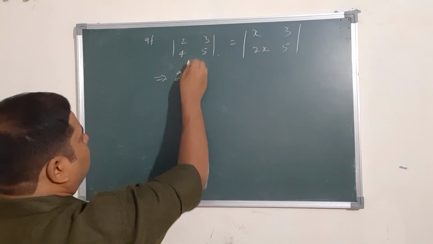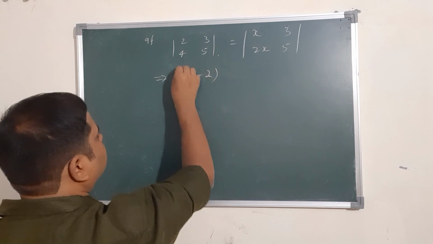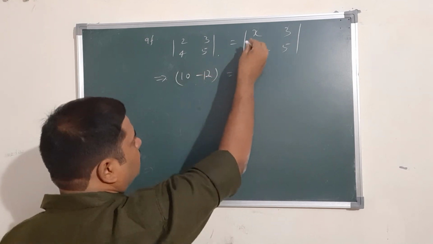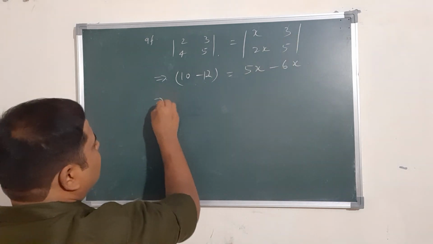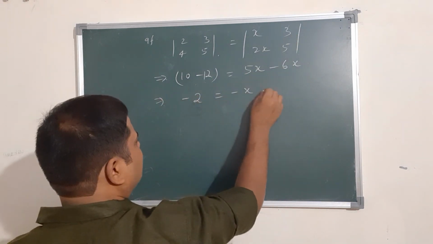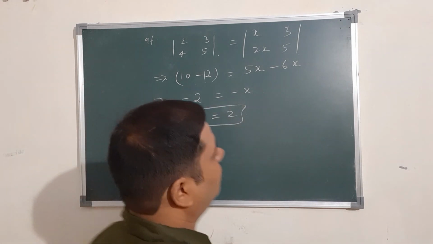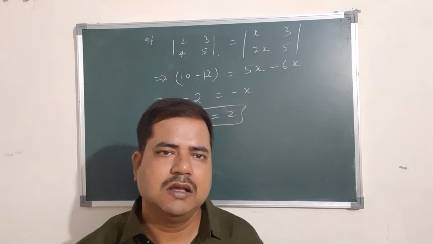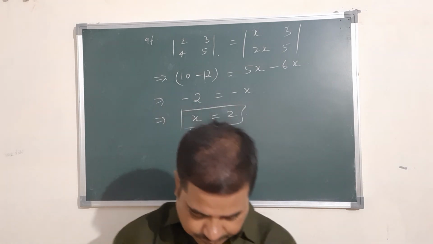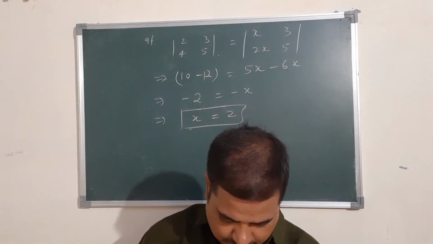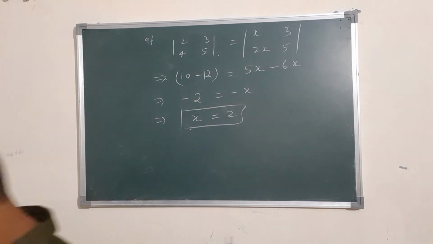Again the same rule. 2 5s are 10 minus 4 3s are 12 is equal to 5x minus 2 3s are 6x. This is also a very easy question. Minus 2, this is minus x. So simply x is equal to 2. This is the solution of that particular question. Okay, so please note it down. Question number 8 is also the same kind of question. We shall discuss it.